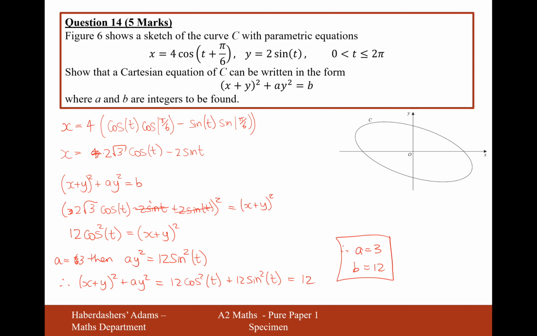Lovely, there we are. So the key to this question was just spotting that inside this question you needed to use cos squared plus sine squared equals 1, and at the start as well you needed to expand this cos of (t plus pi by 6), and then that really helped things later on. So there we are, that's the answer to question 14, 5 marks for that question, and now it's time to move on to specimen paper 2.